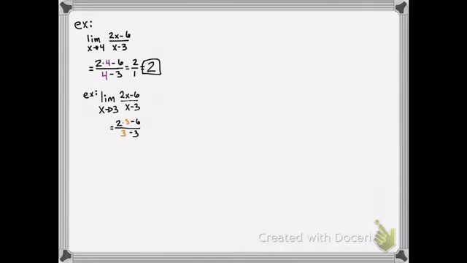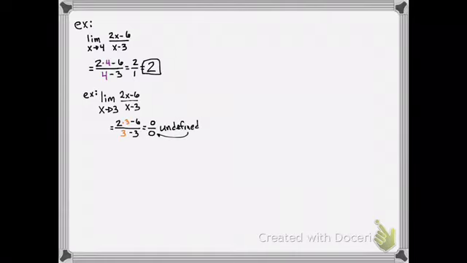Now when I try and evaluate this, 2 times 3 is 6, and 6 minus 6 is 0, and 3 minus 3 is 0. That's undefined. That is not our answer. This value is undefined because you're dividing by 0. But it doesn't mean the limit is that.